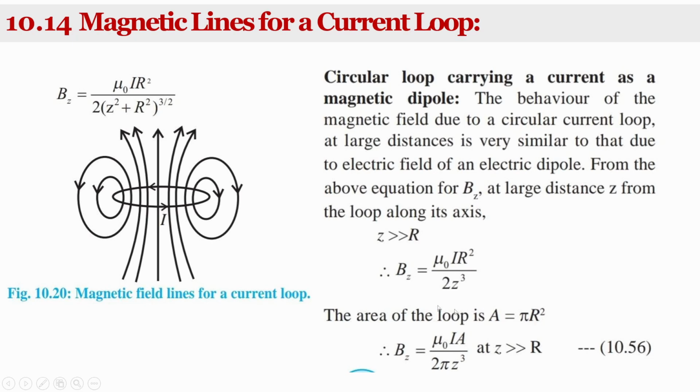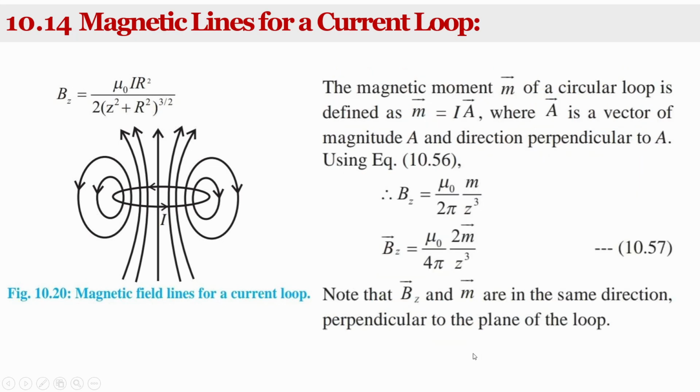Okay, so in that equation we can multiply and divide by pi. So pi r square is a, so the term remaining in the numerator is mu naught I into a, because we multiplied numerator and denominator by pi. In the denominator what remains is 2 pi z cube. So we get Bz equal to mu naught I a upon 2 pi z cube, if z is much greater than r. Okay, so that is the formula.